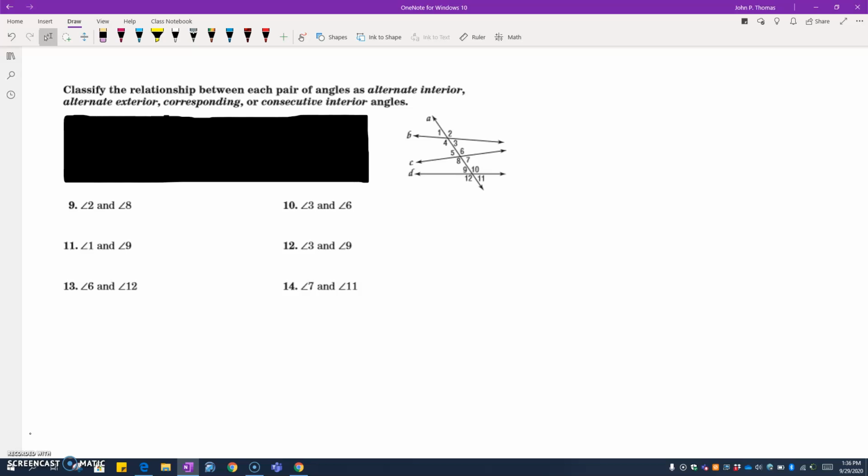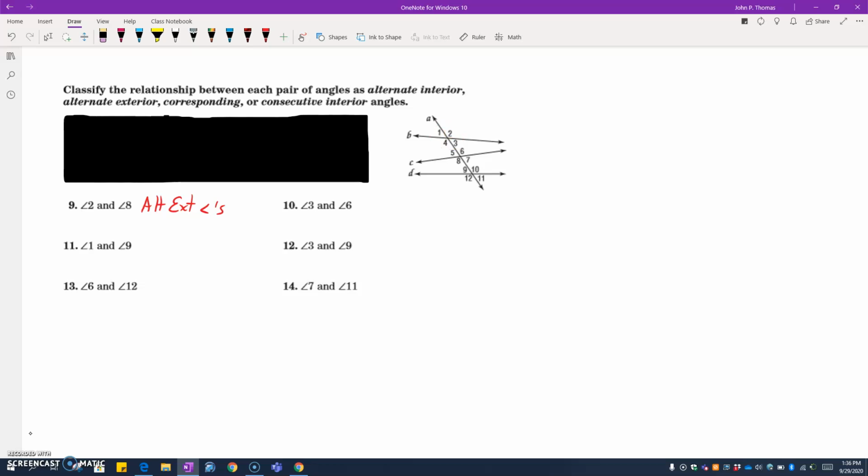All right, so back at this, we're looking at 2 and 8. So 2 and 8 goes between this intersection point and this intersection point. And we've got a 2 and an 8. So those are on alternate sides of the transversal, and they're exterior. They're on the outside of the two lines. So we're looking at alternate exterior. And we'll shorthand that with alt-ext and then a little angle symbol. That's how we often write it.